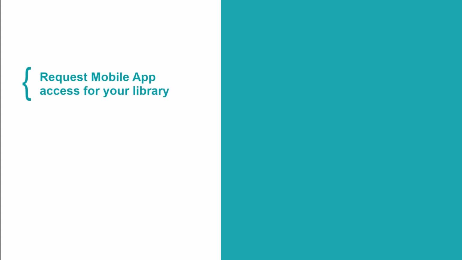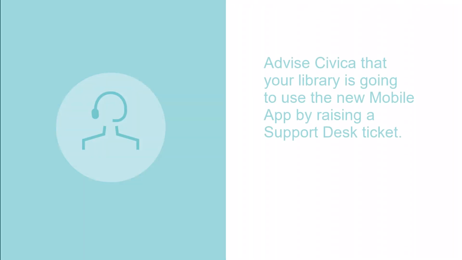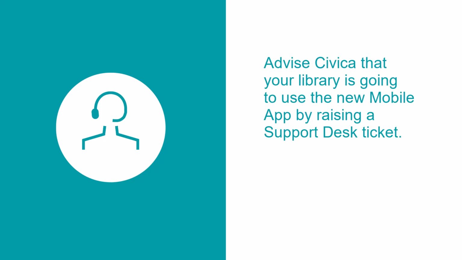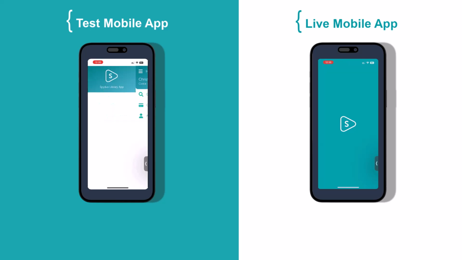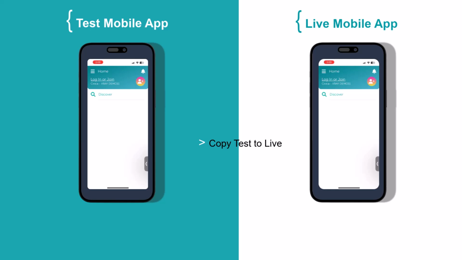How to request app access for your library. You will need to advise Civica that your library is going to use the new Spydus app by raising a Civica support desk ticket. Once a library has confirmed they are going to use the Spydus app, a test system which is viewable only by that library can be provided. This test system will allow the library staff to familiarize themselves with the app's functions and customize the look and feel. Once the app is displaying as desired, the library staff can replicate the customized test app settings in the live system.